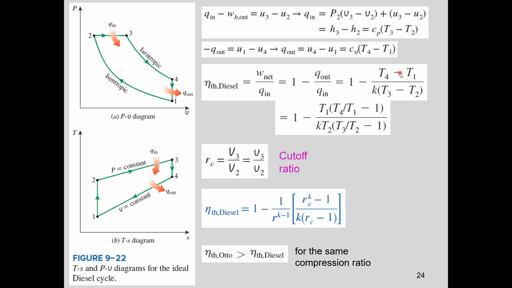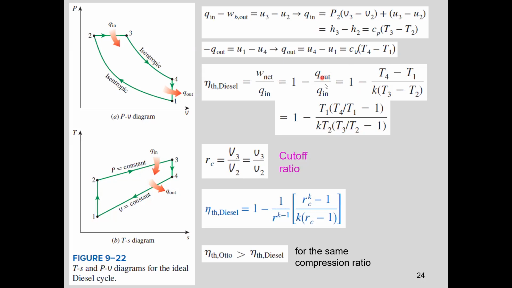Here, I didn't discuss with you, but delta U plus boundary work during a constant pressure process is equal to delta H, and we utilize that for Q in. Q in is, as a result, the enthalpy difference between 3 and 2, which is approximately equal to Cp delta T, using constant specific heat assumption. Okay? Again, we are able to do that because pressure is constant during the heat addition process.